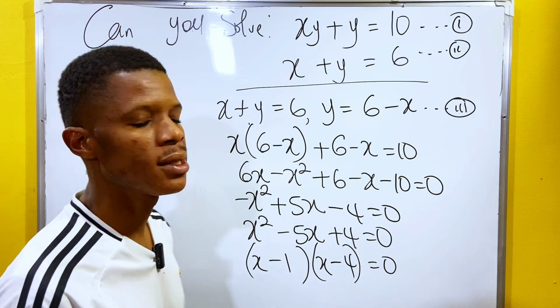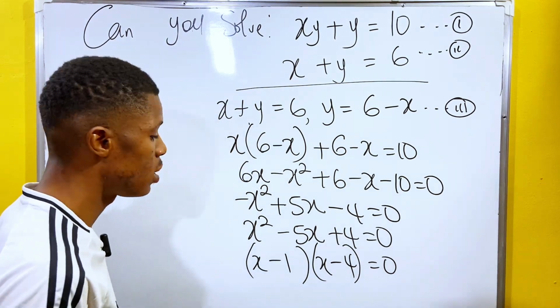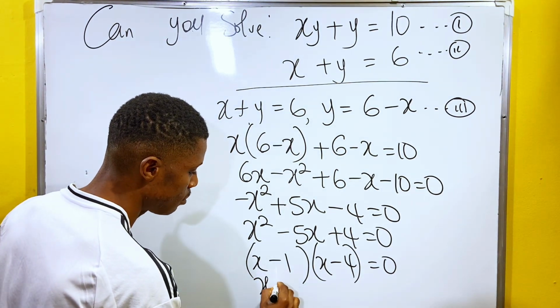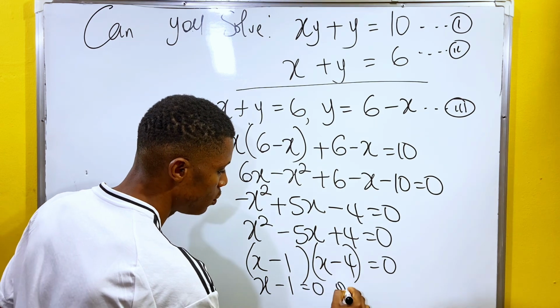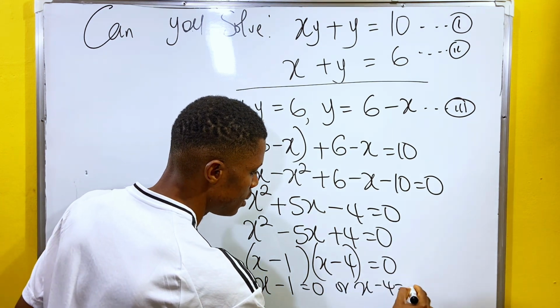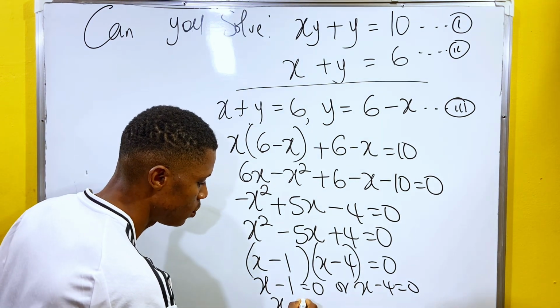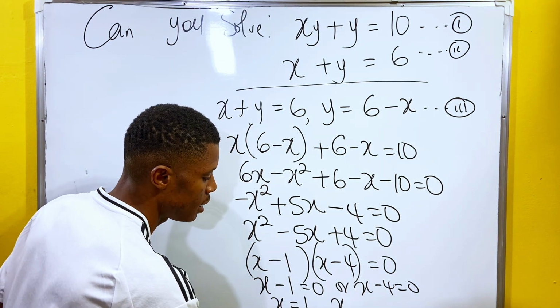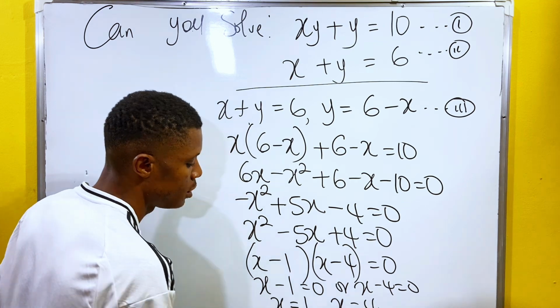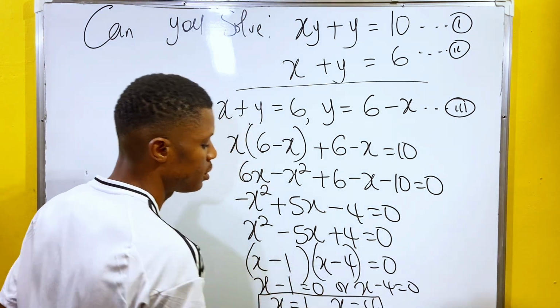So when two brackets multiply to give 0, we equate each of them to be 0. x minus 1 is 0, or we say that x minus 4 is 0. If x minus 1 is 0, that means x is equal to 1. For the second one, x is equal to 4. So these are the two solutions for x.